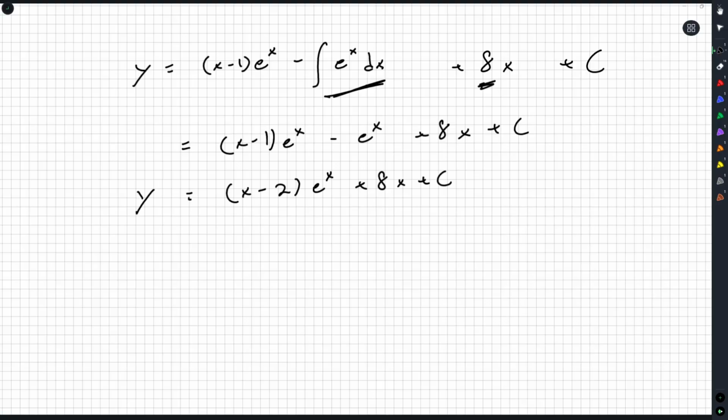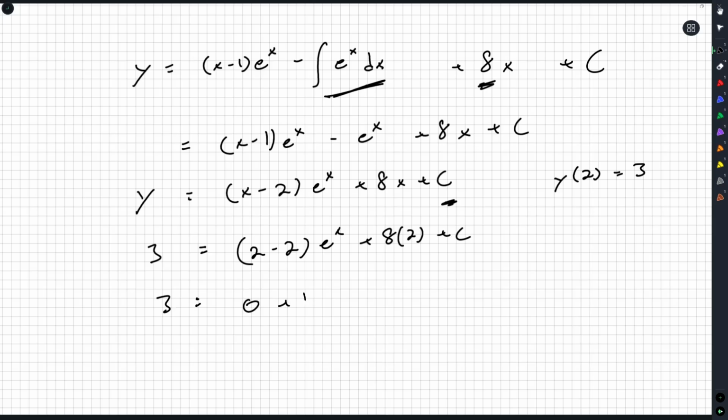So this is what y should look like, but we don't know what this constant c is, and that's where we're going to use the other initial condition from our initial value problem, that we get 3 out from the y function if you plug in x equals 2. And so we get 3 is 0 plus 16 plus c. Doesn't take too long to realize c is negative 13.